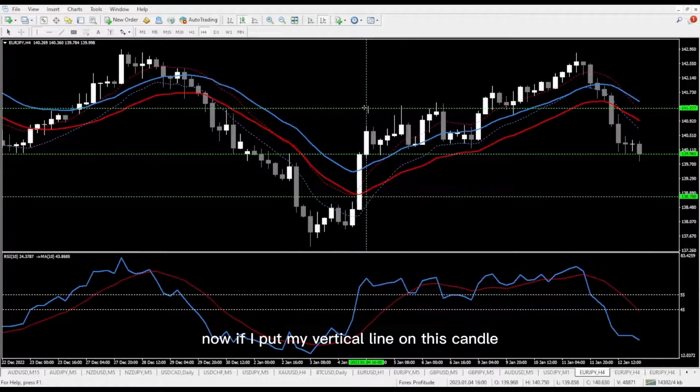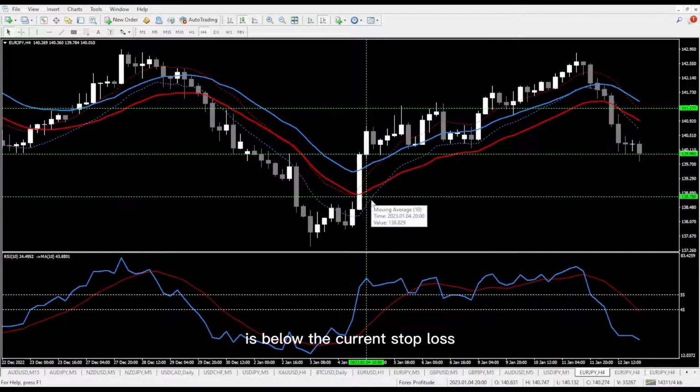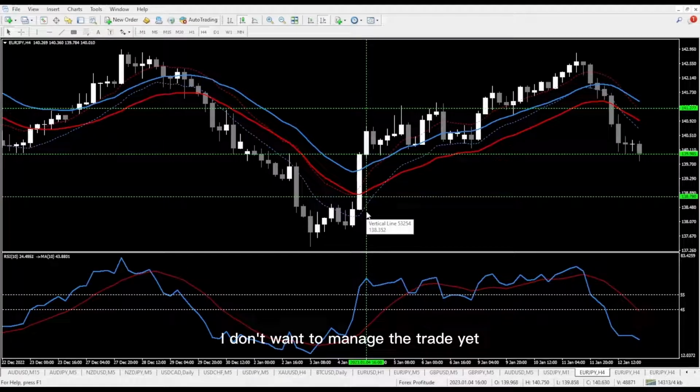Now, if I put my vertical line on this candle, we can see that the 10 EMA at this point is below the current stop loss. So I don't want to do anything just now. I don't want to manage the trade yet, because that 10 EMA means I would have to widen the stop loss. And that is something you do not want to do when you're in a trade. Once that stop loss is placed, it is put in the appropriate position. You by no means should be making that stop loss bigger. So if the 10 EMA is further away than the stop loss is, then we don't do anything. We just keep that stop loss where it is.